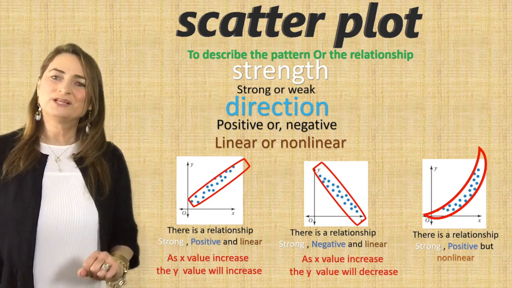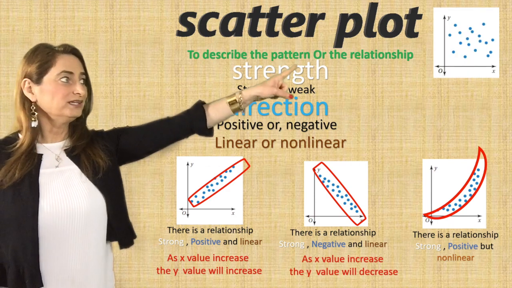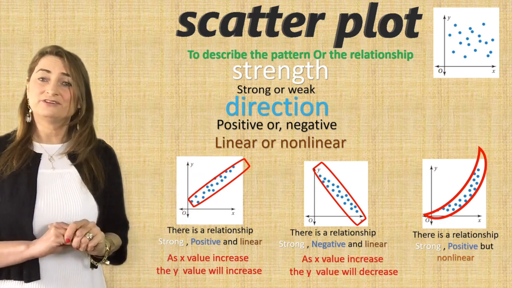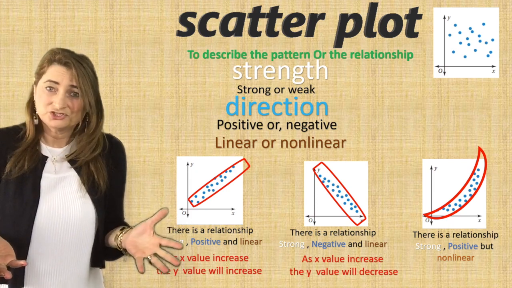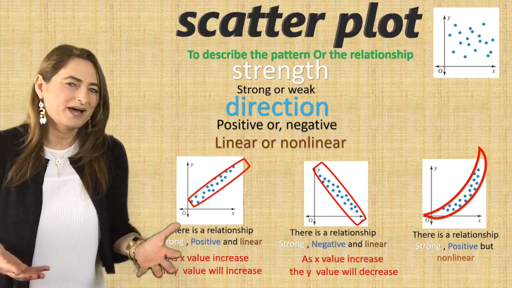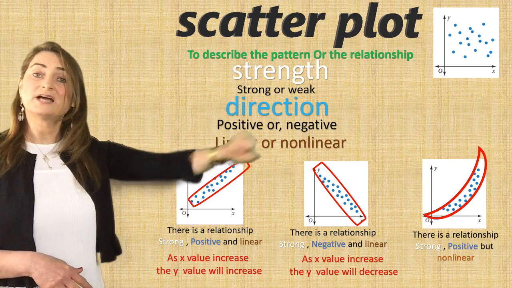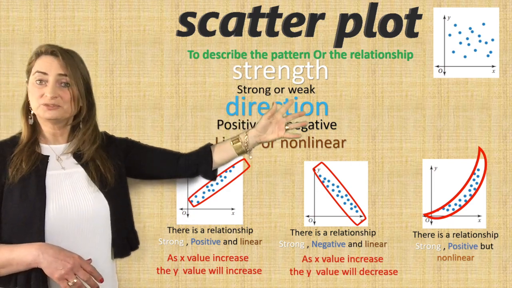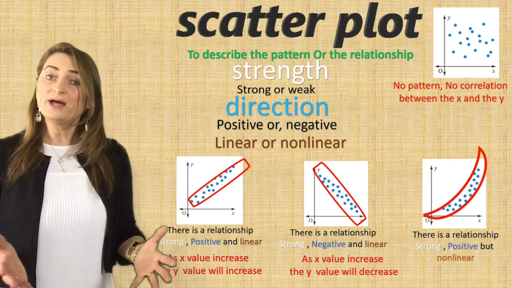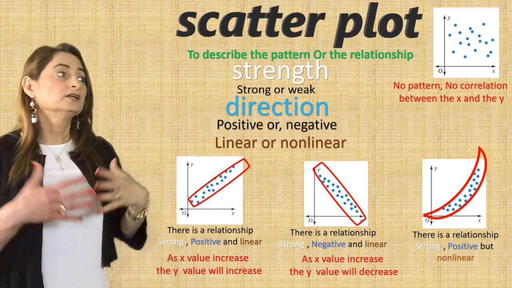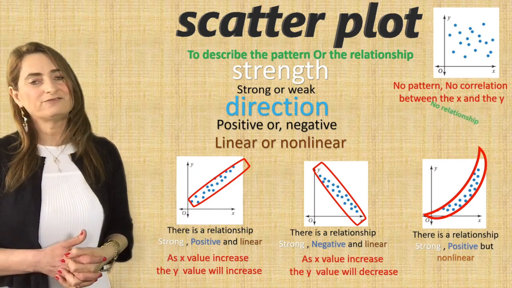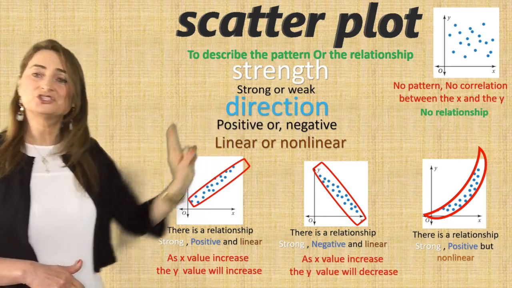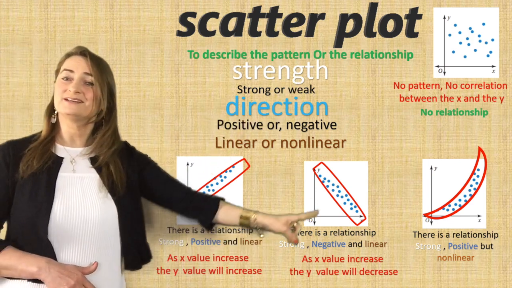I will add one more last example to this. Look at this scatter plot on the top. Watch how the dots are scattered everywhere. What does that mean? Is there a relationship? Is there a correlation? Is there a pattern? Since the dots are scattered everywhere, I can't tell what the relationship is. Therefore, there's no pattern, no correlation between the x and the y, therefore no relationship whatsoever. And that's the difference between no relationship and if there is a relationship.